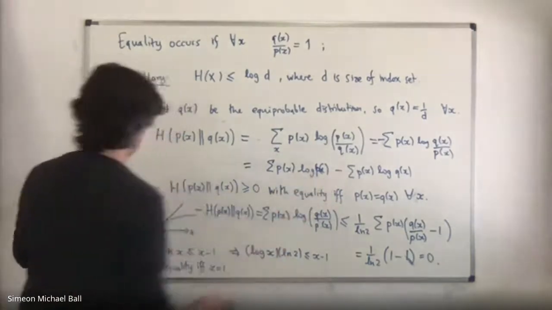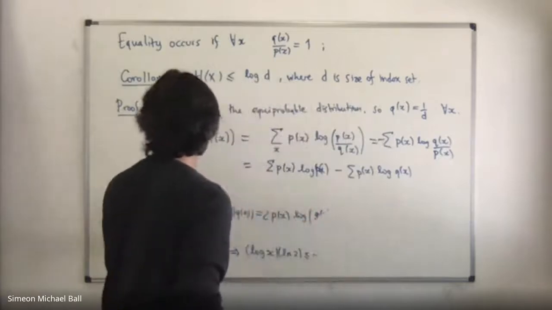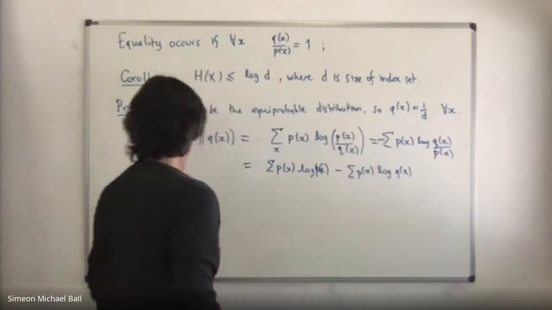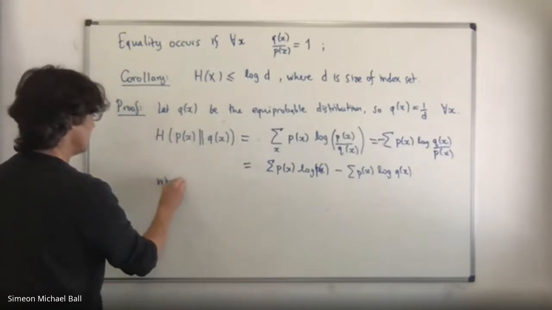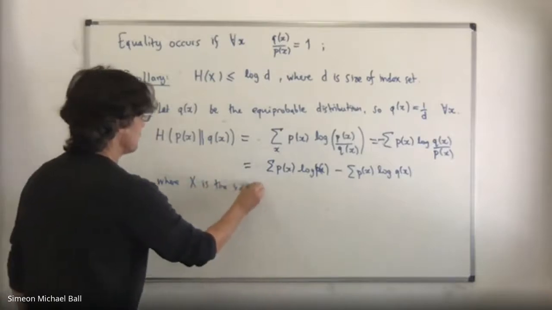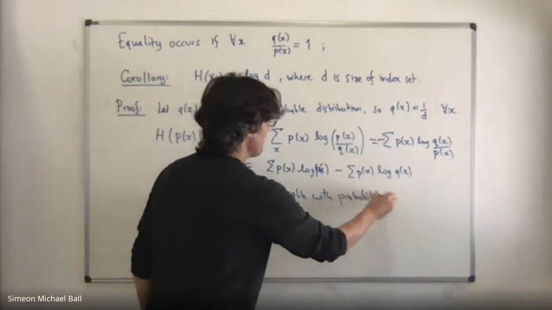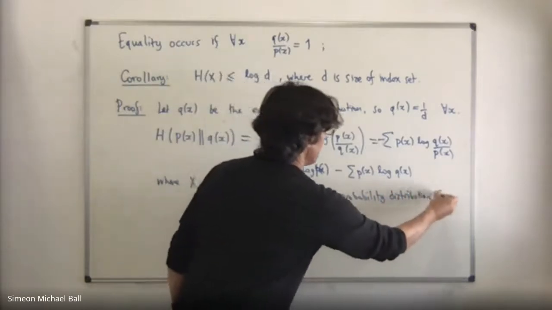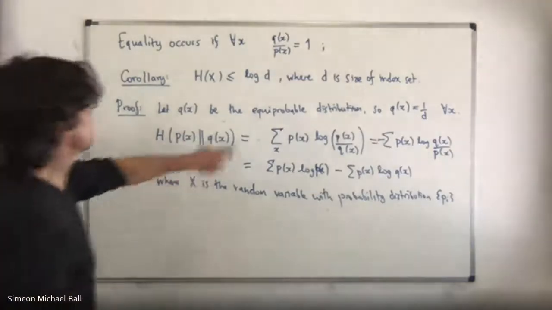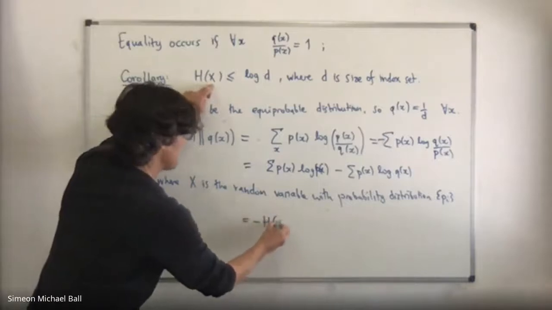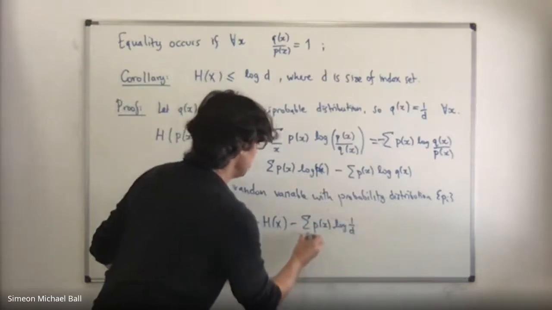So let's skip down and try to work out where to stick to. We can skip to here, can't we? Oh yeah, and I should say this x is the random variable with probability distribution P of x. Okay, so if that is the one with the P's, then this is minus H of x. And here I have minus the sum of P of x logarithm of 1 divided by d, so I'm going to x.